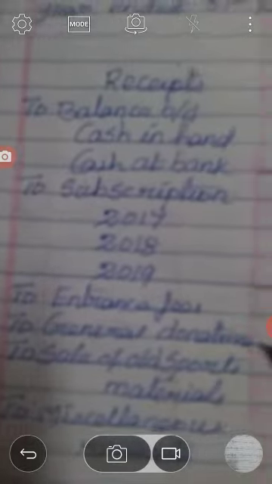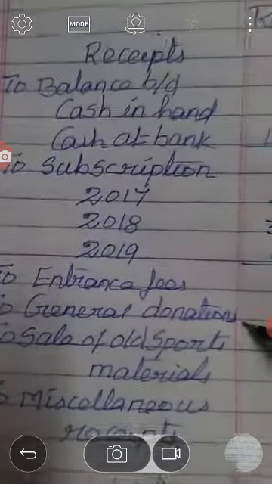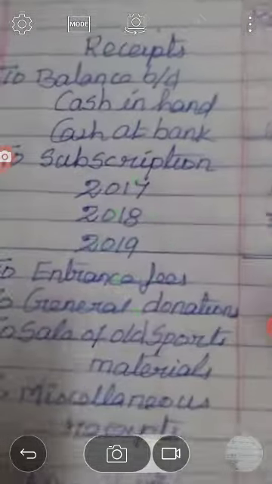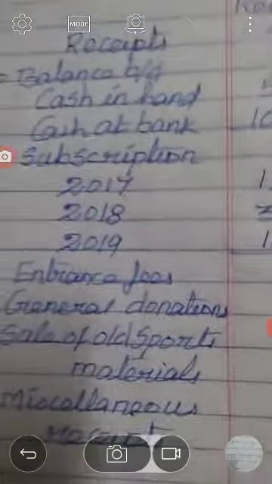The next one is general donation. Specific donation means it is a capital receipt. Here the general donation is given, so it should be treated as an income.